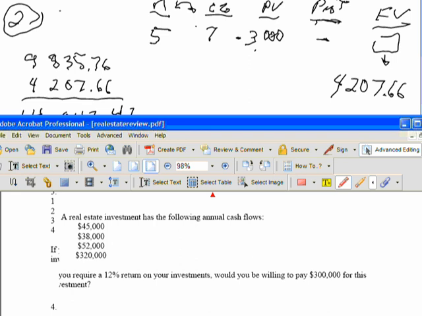Okay, so this is a net present value problem. So we've identified what the problem is, and we want to calculate the net present value of this investment. And if we get a positive net present value, that means we're willing to make that investment. We're going to make more than a 12% return on this investment, more than our required return, or our hurdle rate, as it's sometimes called, of 12% in this problem.